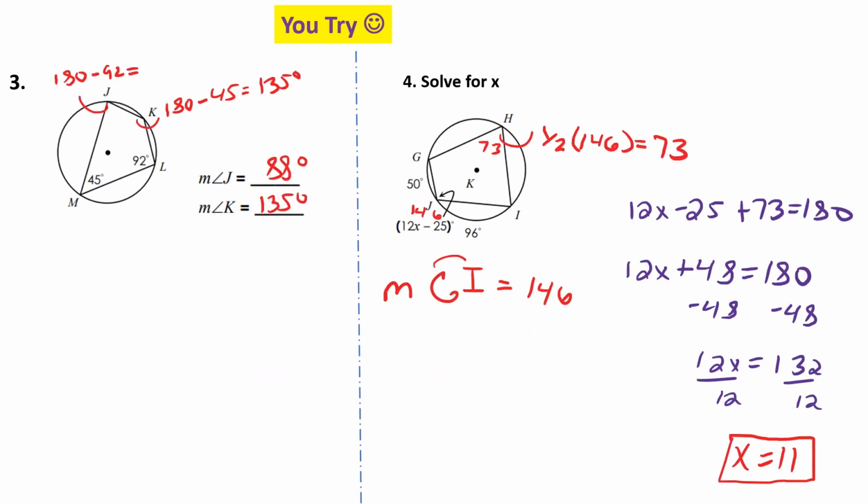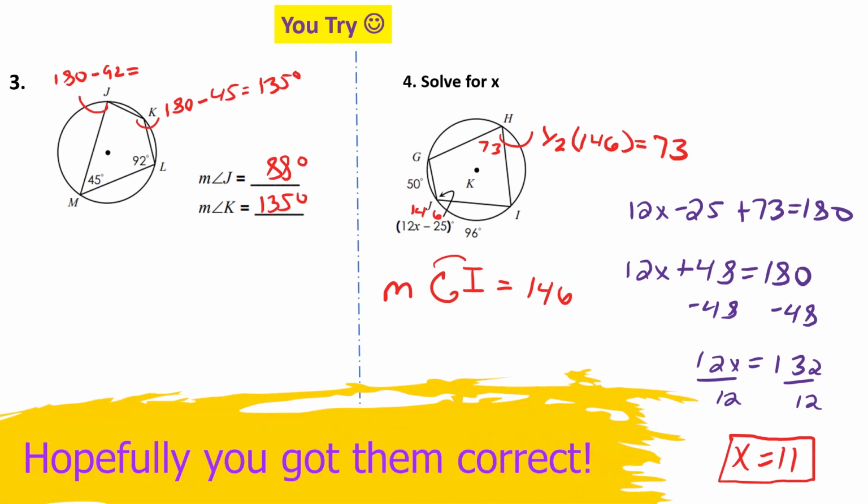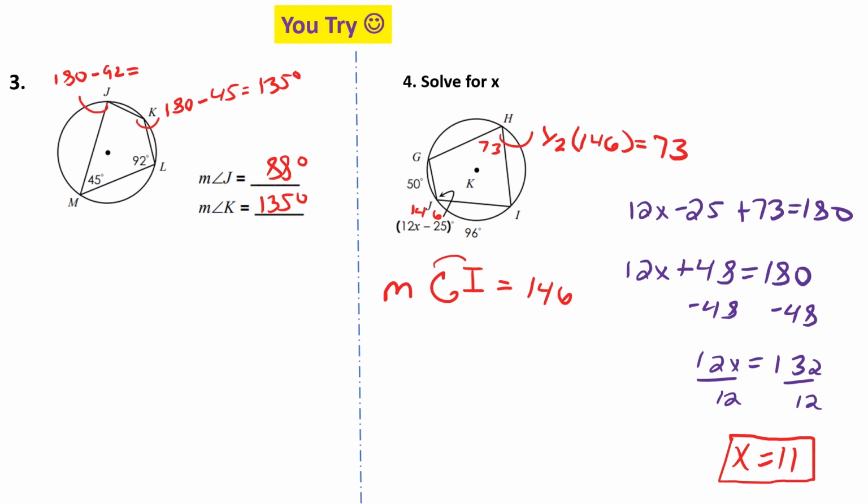All right, so go ahead and check your answers. I hope you got them correct. The measure of angle J is 88. Angle K is 135. And then for the second one, number 4, X is 11. So hopefully you got it correct. If not, go ahead and pause the video and check my work here just a little more.